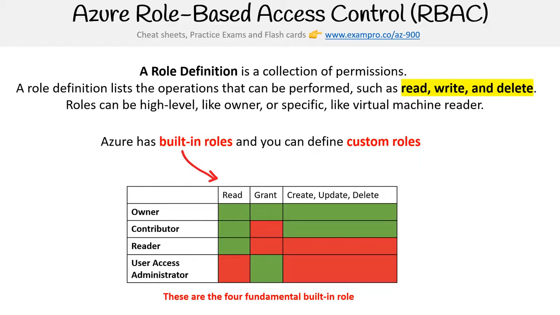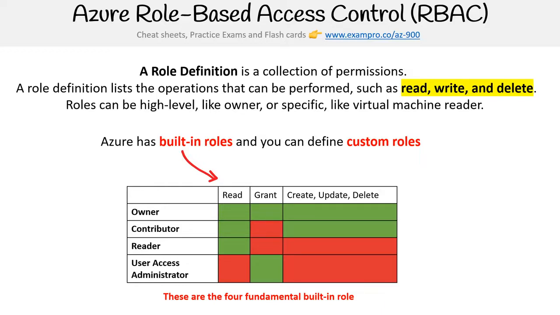Now, look at the graphic there. We have the green and the red. For an owner, you can read, grant, create, update, and delete resources. You can do everything. As a contributor, all you can do is read, create, update, and delete. You can't grant access. You can't allow other users to gain access to your resources.